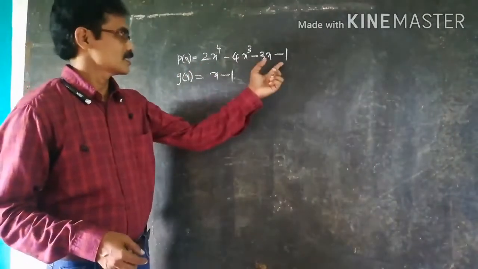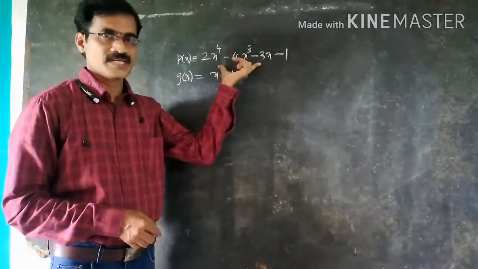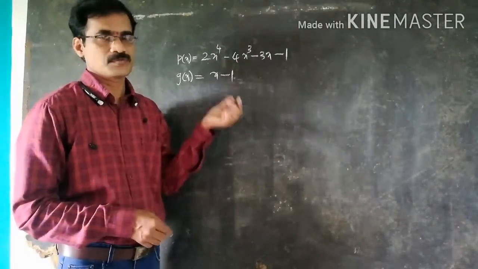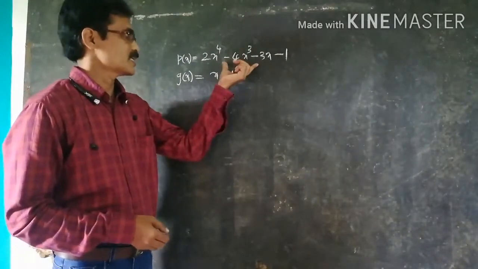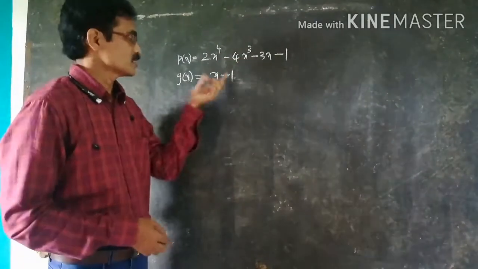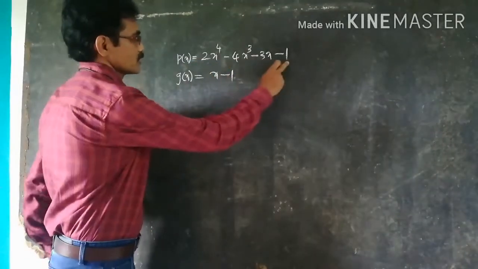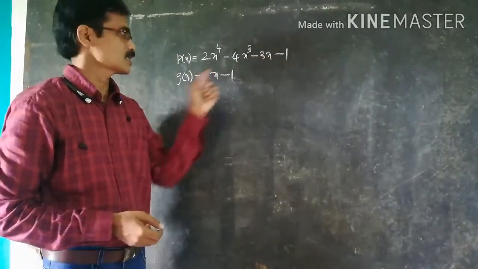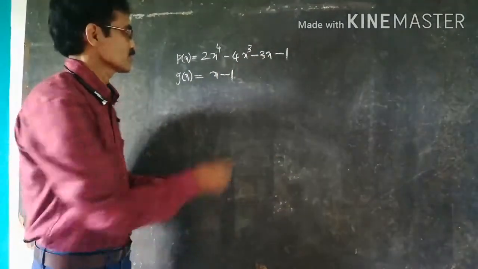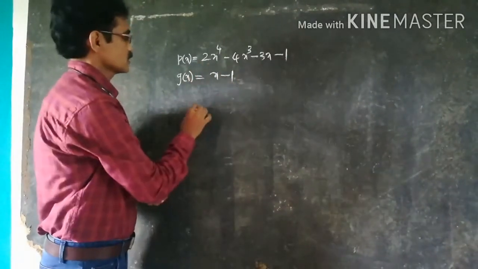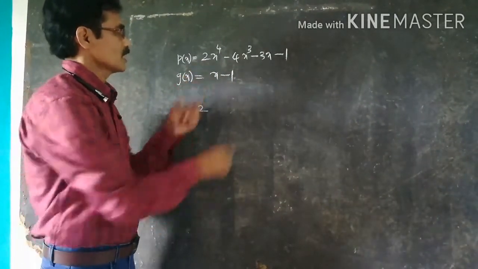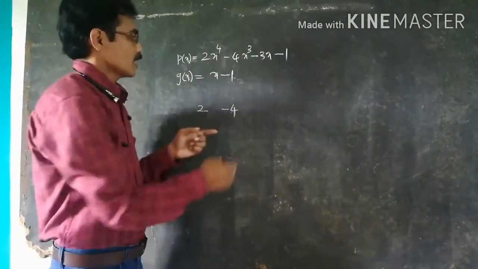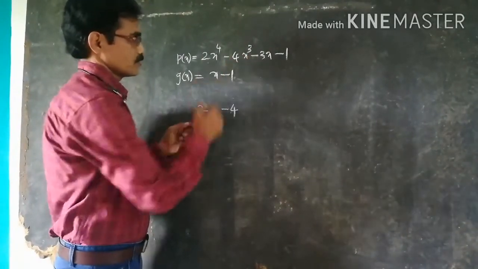First of all, this is the dividend, this is the divisor. In the division rule we call it the dividend, and this is the divisor. For the dividend, you have to write only the coefficients here. Only the coefficient numbers you have to write here. So the numbers are 2 and minus 4.